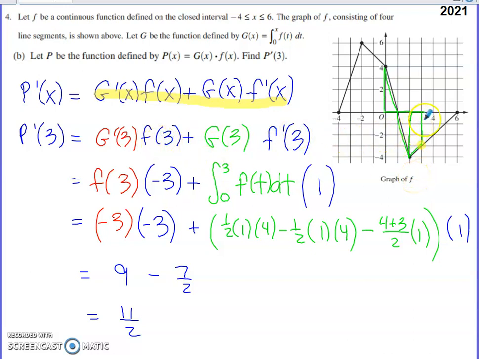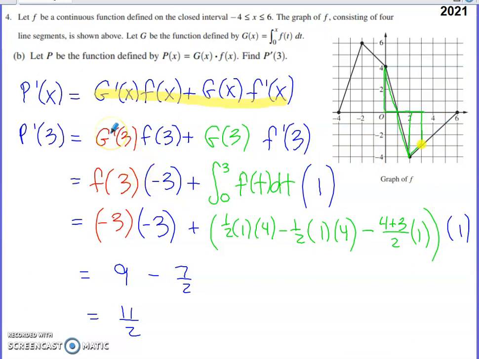So f of 3 is simply going to be the y value on this graph at 3, and the y value on this graph at 3 is -3. So I've replaced f of 3 with -3, and then f prime of 3. Well, on a graph of f, we're going to have to look at the slope at 3 to determine f prime of 3. And the slope of this stretch of the graph, if I do a simple rise over run, is just going to be 1 over 1. So slope of the graph is 1 at 3, therefore f prime of 3 is 1.